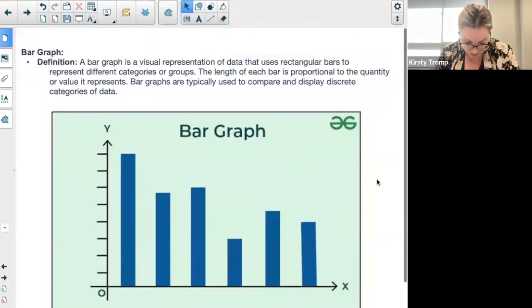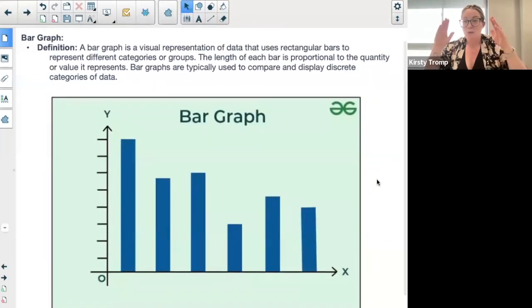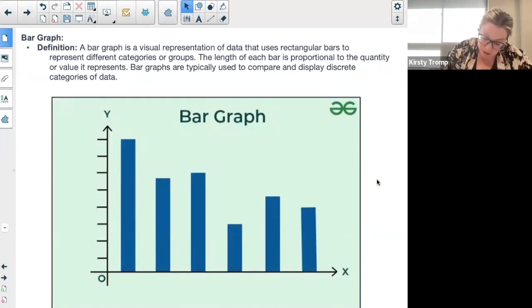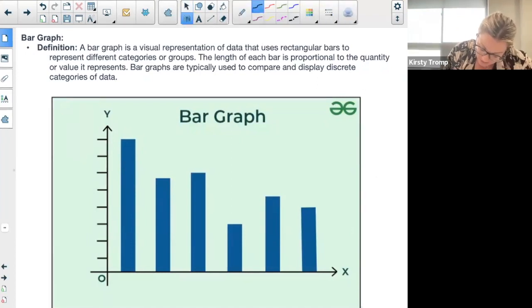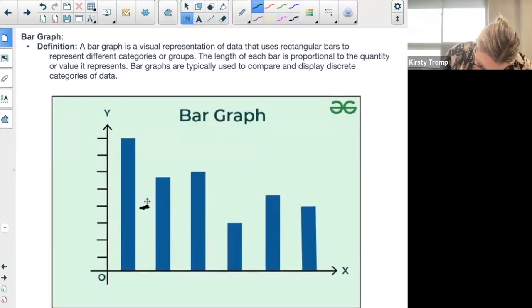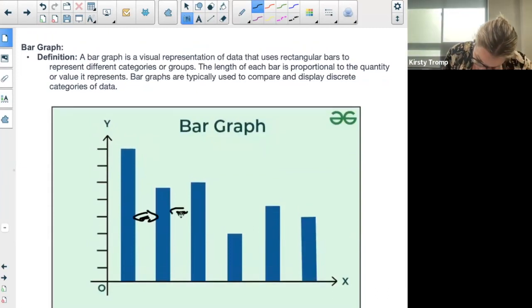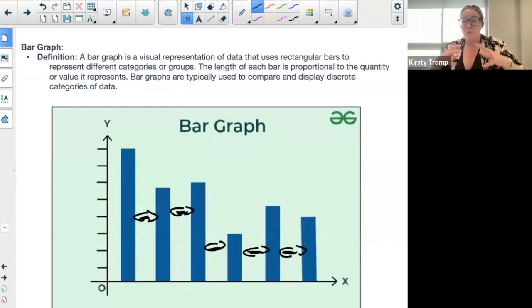So there is our bar graph. We can see it's got rectangular bars. And with those rectangular bars, look what's happening between these bars: we've got spaces. For a bar graph, the one thing that I really want you to notice is that the bar graph has spaces between the bars.